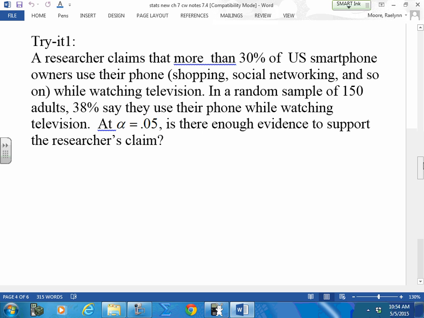Which one is it? Try it 1 on the bottom of 389. Same way we just did the last one. Give me your claim, your H0, HA, follow your tail. Use your sketch and then label it for your reject regions. If you want at the end to throw in your p-val, that's fine too. The more information you find out about it, the better off you are.